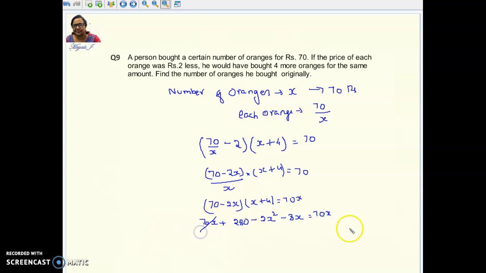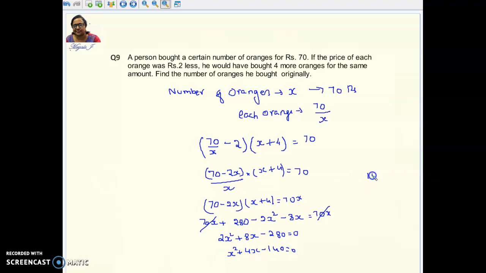So we can cancel the 70x and 70x here. The balance, whatever you have, I'll write according to ax square plus bx plus c, the same way. Because this is equal to 0 now, I can change the signs here. So I'll multiply the entire thing by minus, so this will be 2x square plus 8x minus 280 equal to 0. And now remove this 2 also: x square plus 4x minus 140 equal to 0.